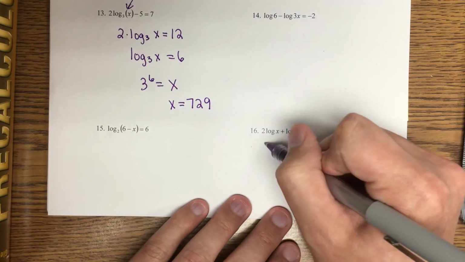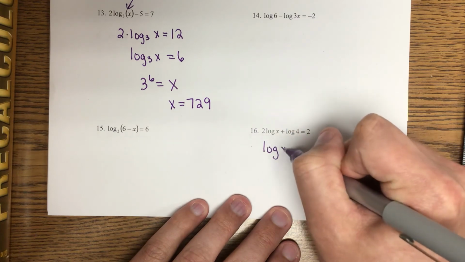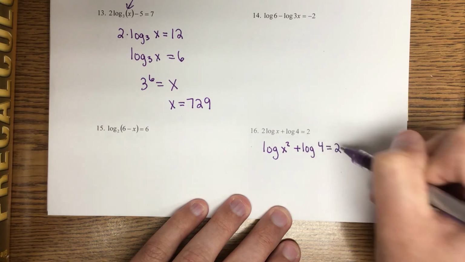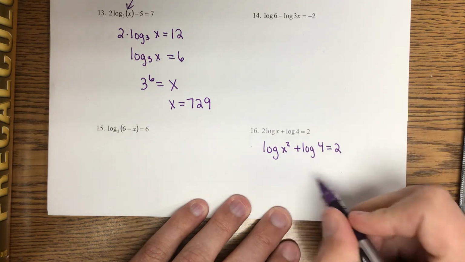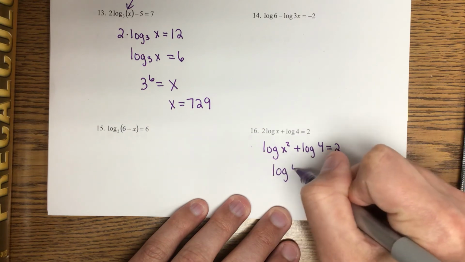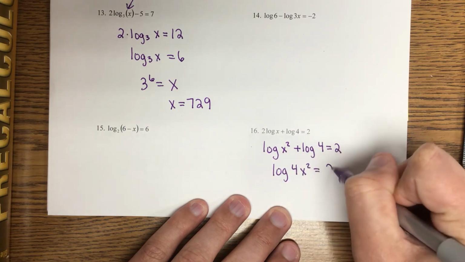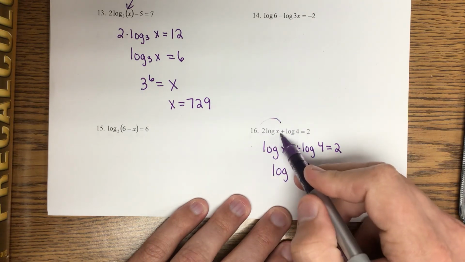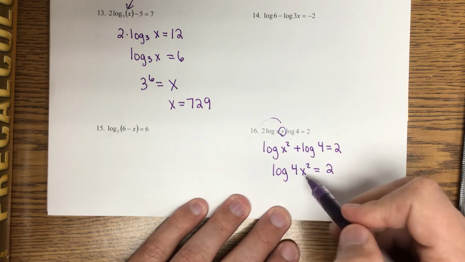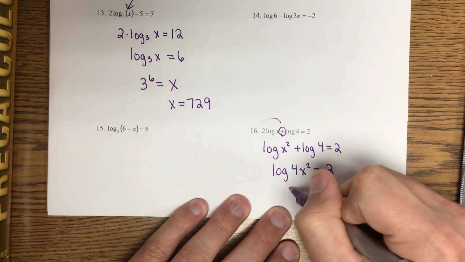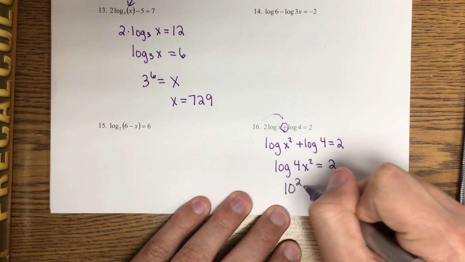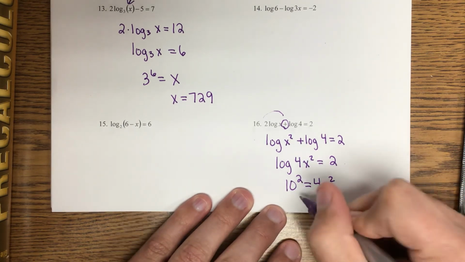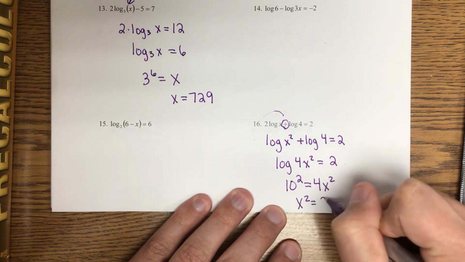16 has a little bit of work because you have to combine some properties of exponents and some properties of logarithms in order to get down to a single logarithm. So this would be the power property, putting the 2 back on the x, and then the sum of 2 logs is a multiplication. And so this would be, if I convert it, 10 squared is equal to 4x squared. So 10 squared is 100. 100 divided by 4 is 25.